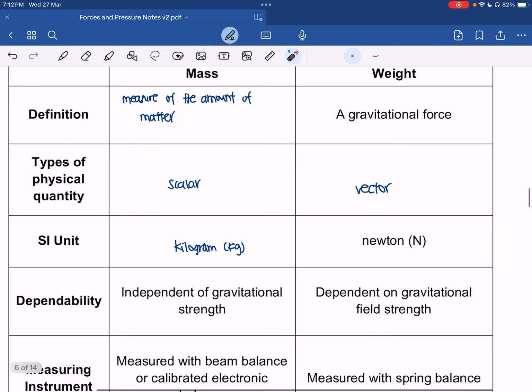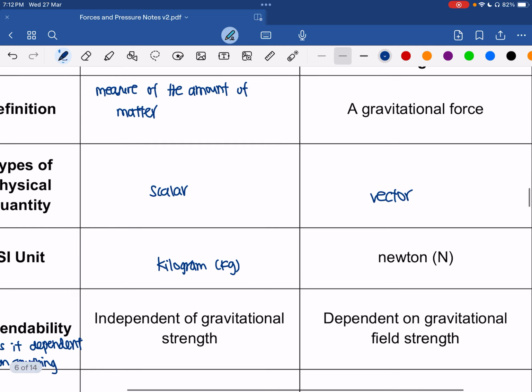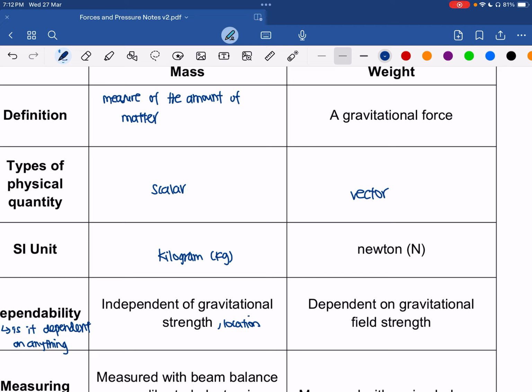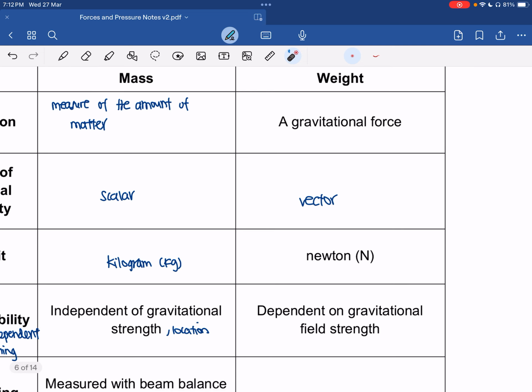Dependability just means, is the value dependent on anything? Mass is independent of gravitational field strength, location, history, anything. It's just by itself. But weight is dependent on the gravitational field strength. Next one, instrument. We use a beam balance or electronic balance.